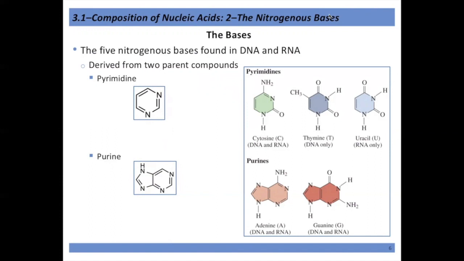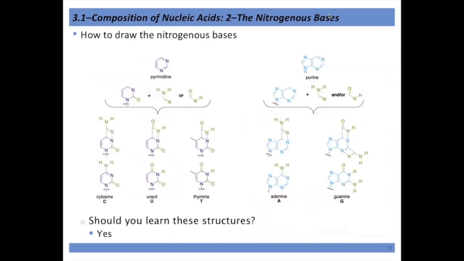Now, of course, there are specifics. There are the pyrimidines, specifically cytosine. It is found in DNA and RNA. Thymine is only found in DNA, and uracil is only found in RNA. And then you've got just two purines, adenine and guanine, and they're both found in DNA and RNA. And we'll talk more about their structures. And you should be able to draw them.